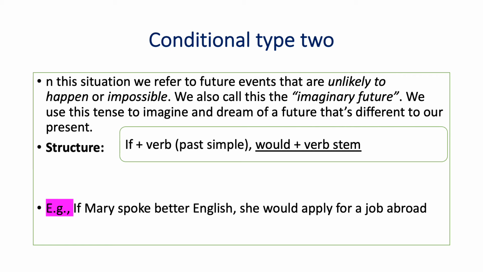Here we are talking about facts that do not exist, about dreams. So, if Mary spoke better English, she would apply for a job abroad. Here in the example, "if Mary spoke", spoke is in past simple. This is the if clause, and in the result clause we have "she would apply"; this is the verb in the result clause.